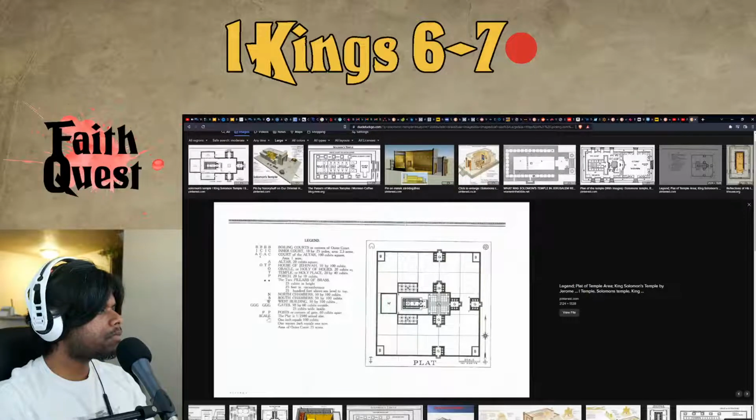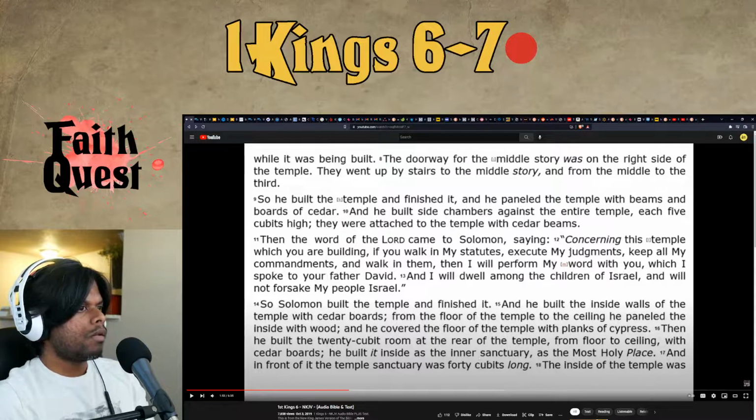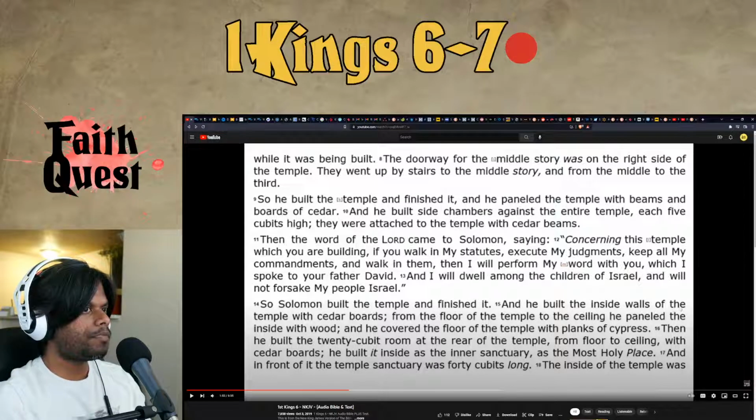The doorway for the middle story was on the right side of the temple. They went up by stairs to the middle story, and from the middle to the third. So he built the temple and finished it. And inside with wood, he covered the floor. Did we get to that?